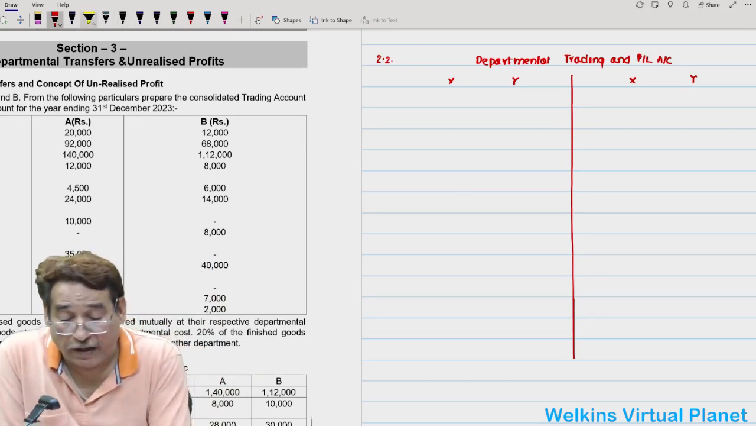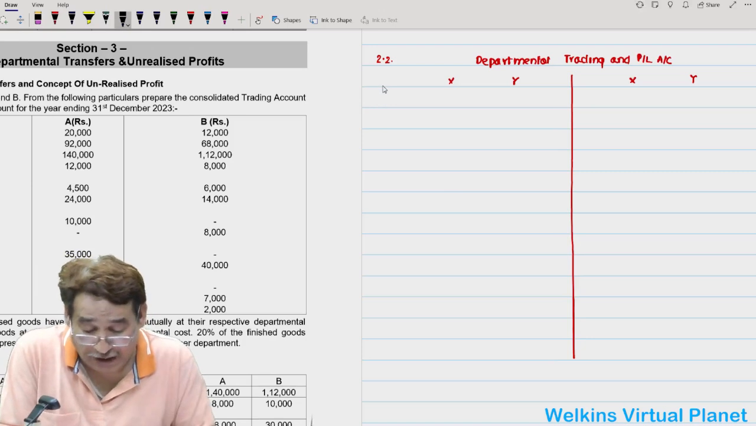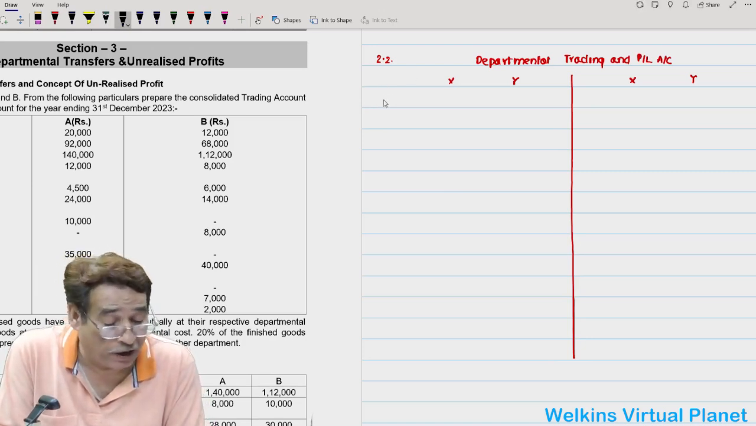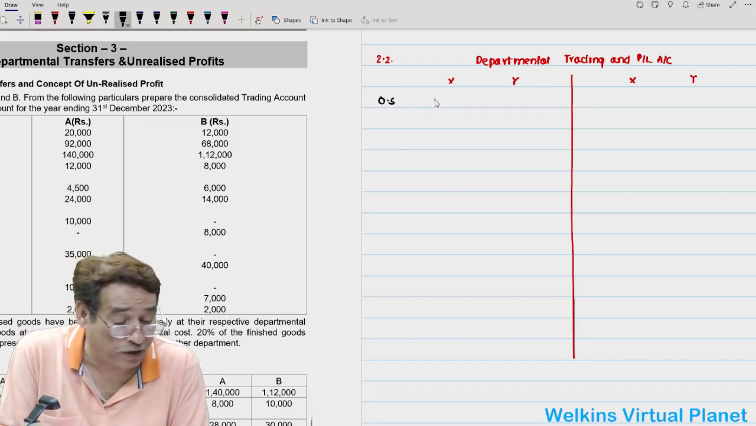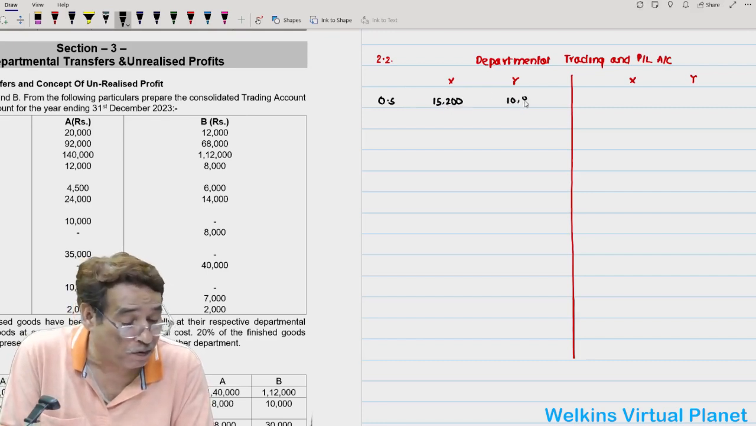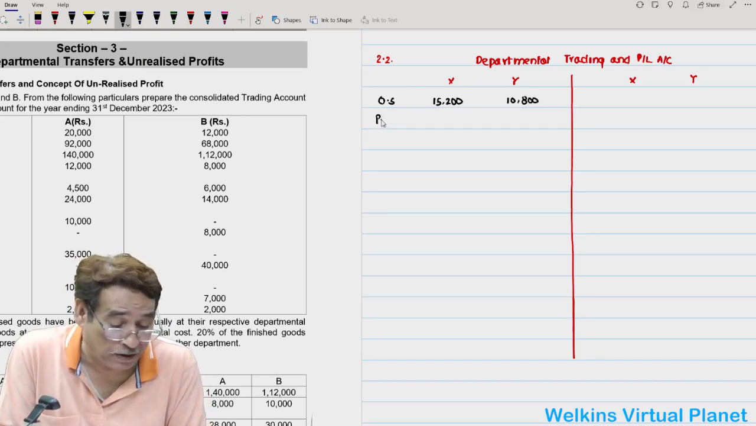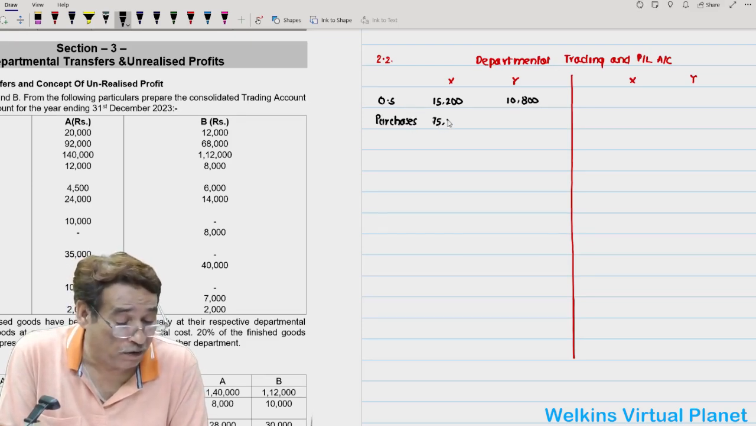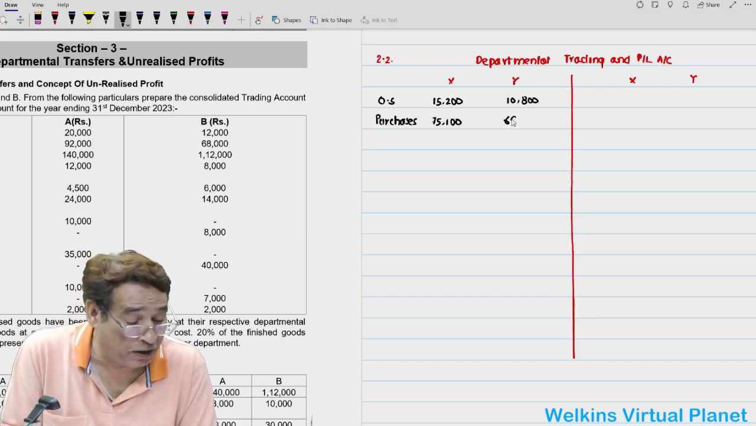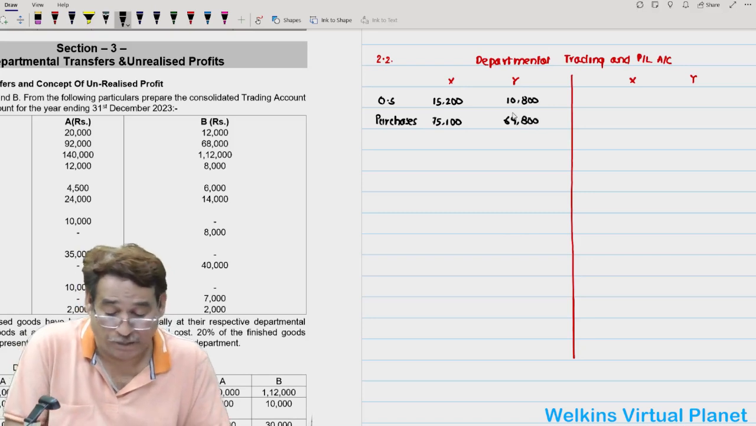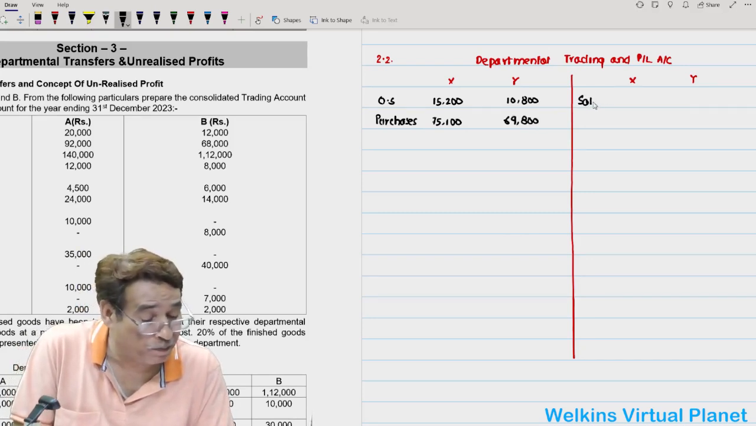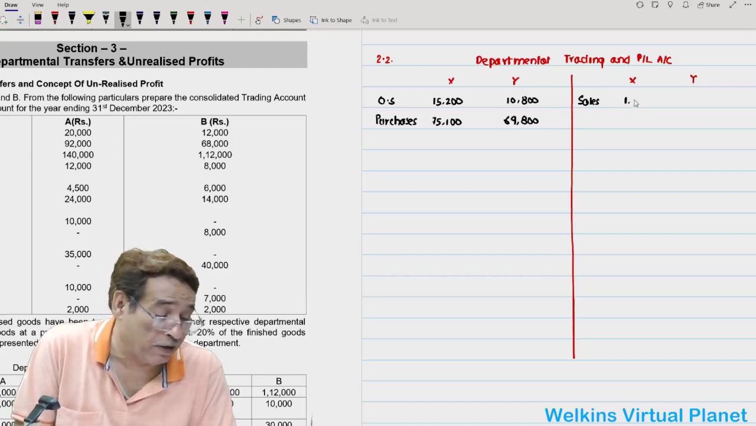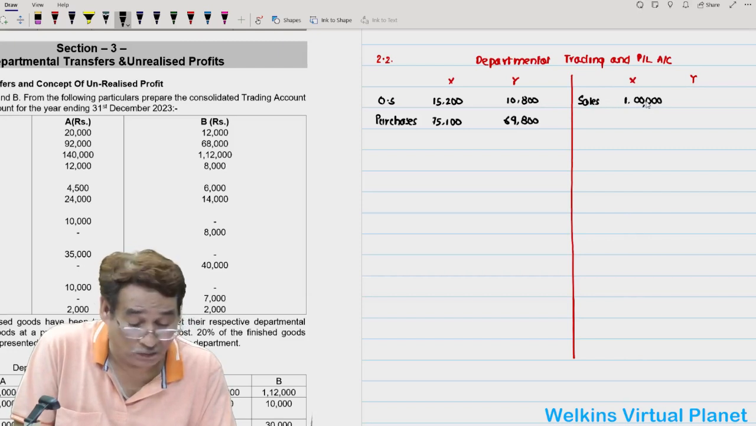Now, as far as the information given, I will first write, looking into the question carefully, opening stock. No problem with respect to opening stock: 15,200 and 10,800. Then we will write purchases. 75,100 for Department X and 69,800 for Department Y is given to you. As far as sales are concerned, that is equal to 1 lakh and 80,000.